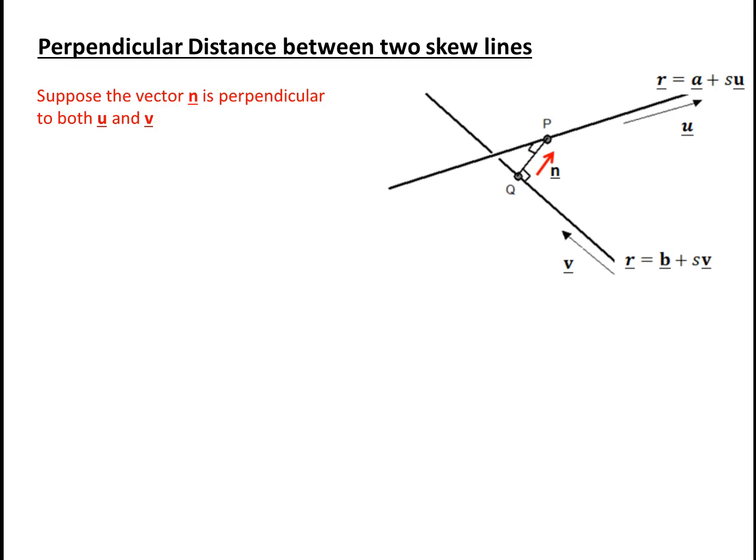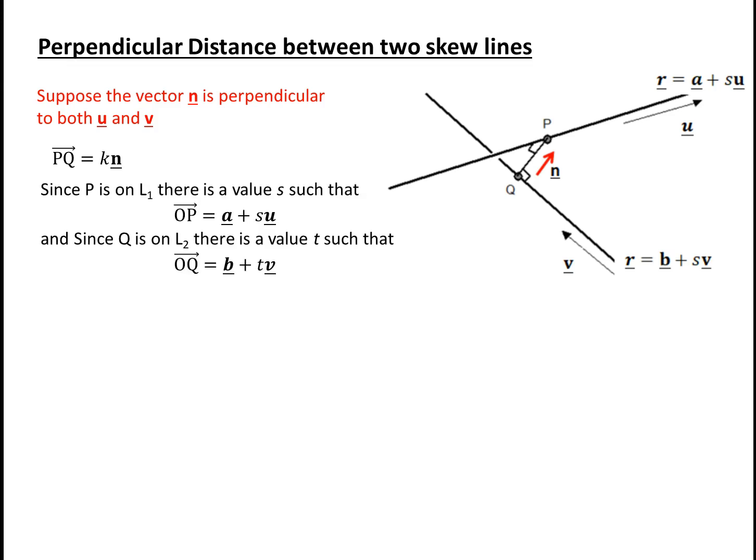So we know that N is perpendicular to both U and V, and we know that PQ is some multiple of N. Now, since P is on the line L1, we can say that there's a value S, such that the position vector of P, that is OP, is equal to A plus S times U. And similarly, since Q is on the line L2, there's a value T such that the position vector of Q, that's the vector OQ, is equal to B plus TV.